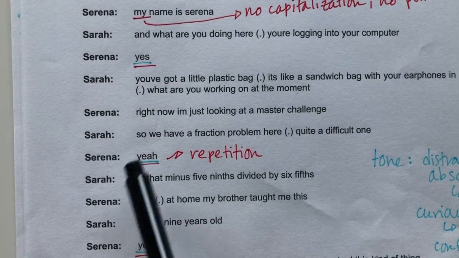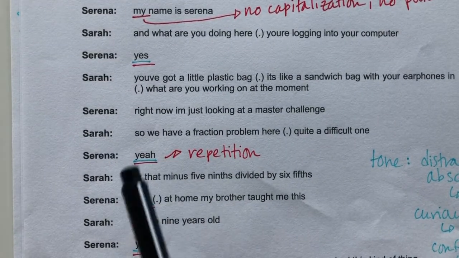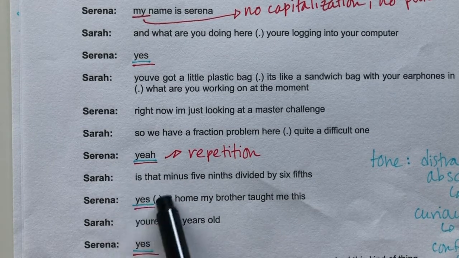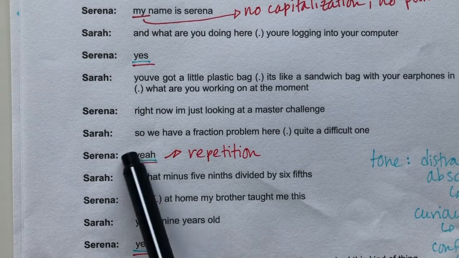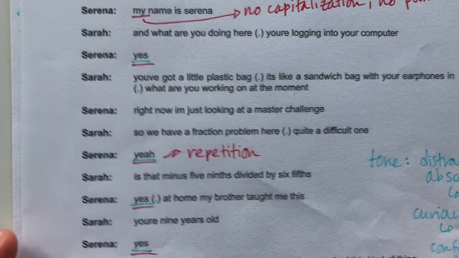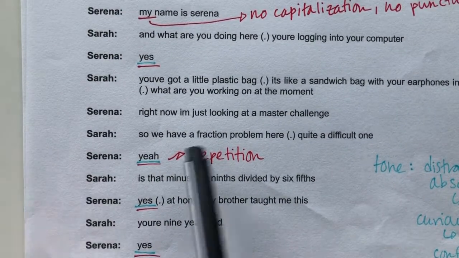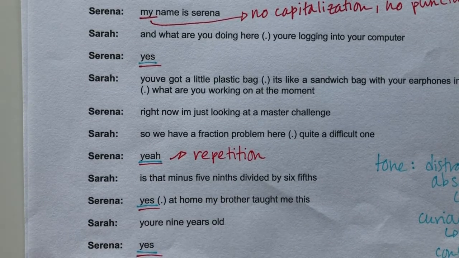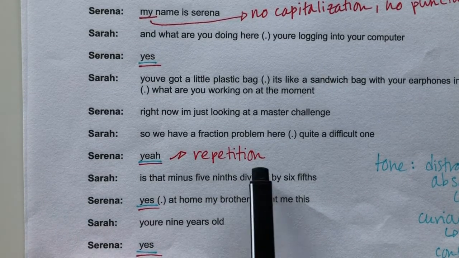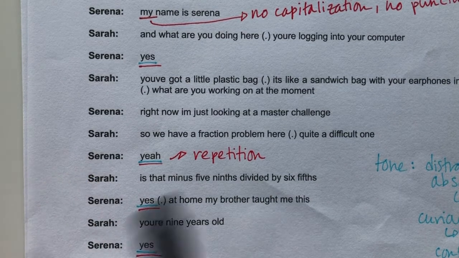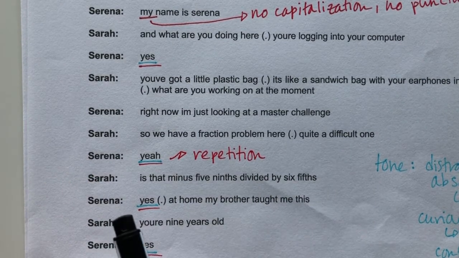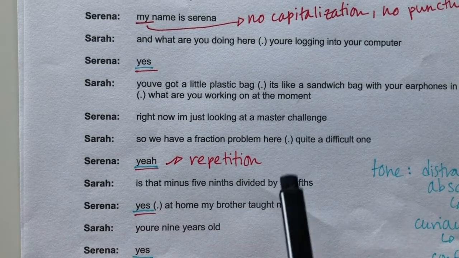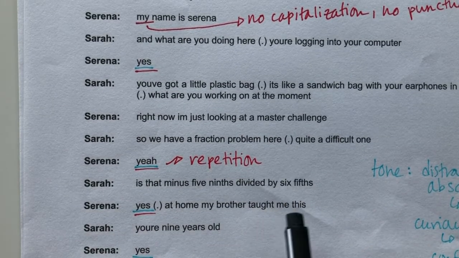The difference between yes and yeah is, it means the same thing, which is just agreement, but it's just a pronunciation that's different. So here it's yes, right? And here it's yeah. Okay, but I put them in the same basket because they mean the same thing. So it's a repetition, and what effect does that give, right? It gives the effect that Serena is not really interested.